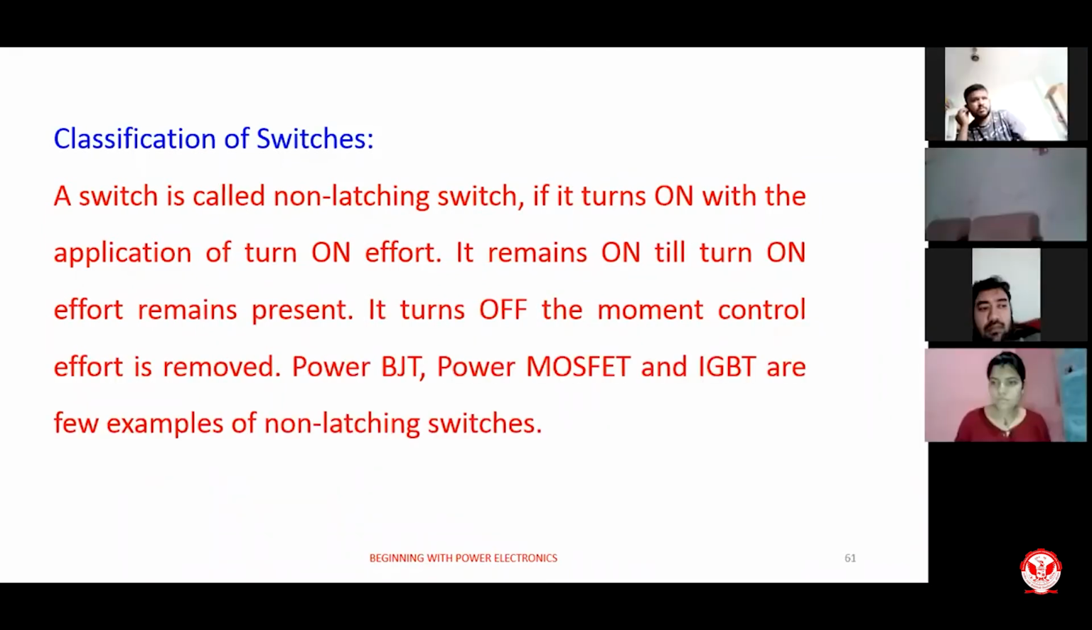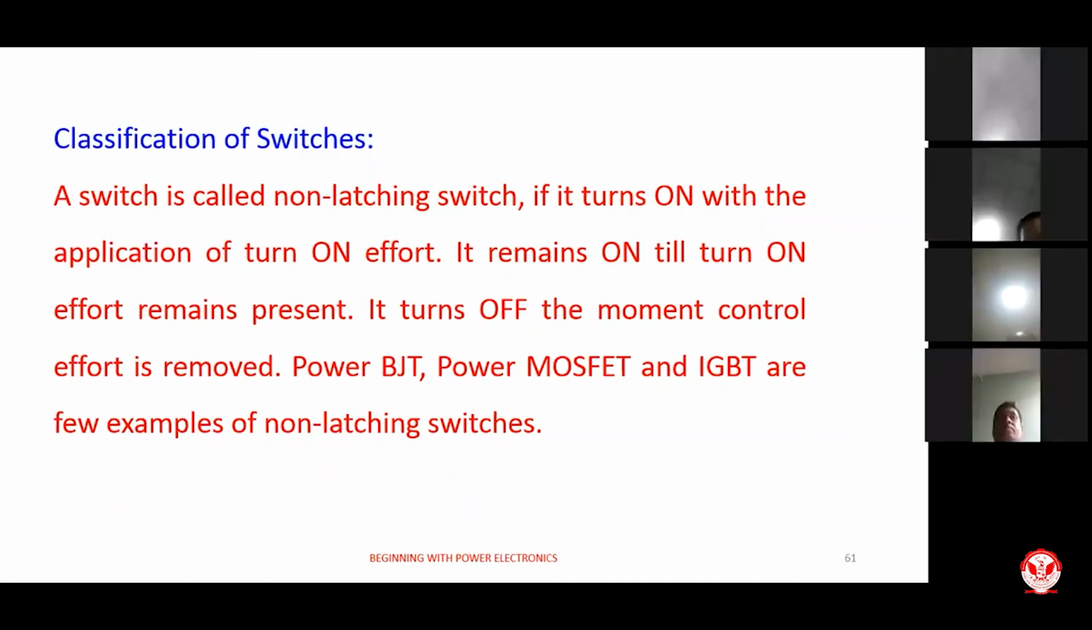Then there are some switches called non-latching switches. If you want to turn one on, apply the control effort, and it will remain on only as long as the control effort is present. For such switches, you have to continuously keep applying the turn-on effort as long as you want to keep it in the on state. Power BJT, power MOSFET, IGBT are some examples of non-latching switches. These days, most of the time, we are using non-latching switches.